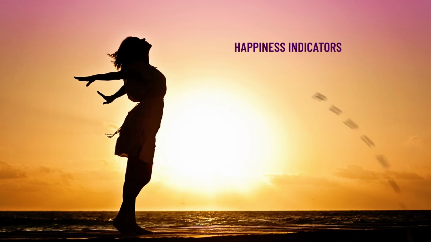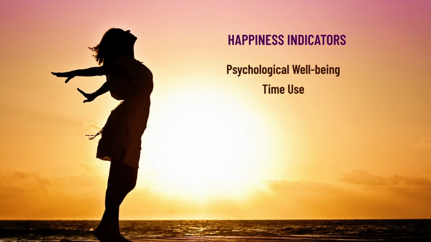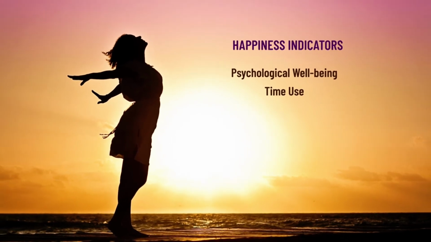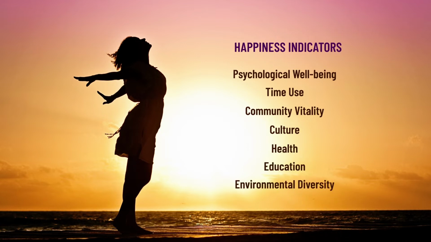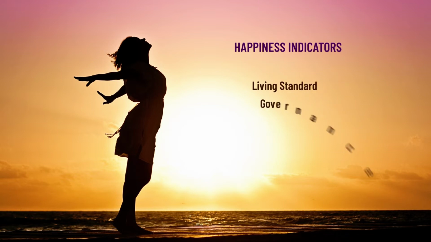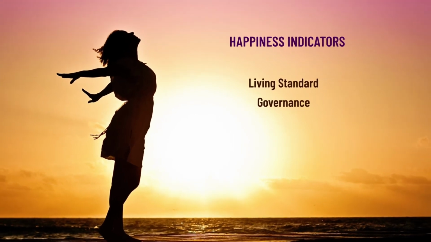So there are different indicators of happiness. For example, psychological well-being, there should be no stress or strain; time use, how we are using our time apart from the time taken by work, leisure activities, how we are spending it; community, how is the community life; culture, how rich we are culturally; health is very important, education is very important, environmental diversity, living standard, governance. So these are the indicators which tell whether a person is happy or not.